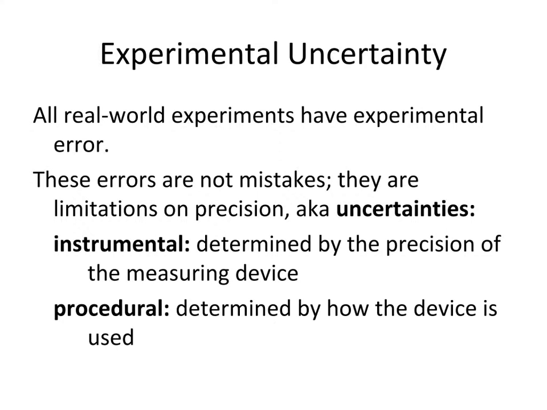We have what are called instrumental uncertainties, which are determined by the measuring device that we use. And we have procedural uncertainties determined by how the device is used. So, for example, the smallest units on a meter stick are usually millimeters. So that means that there's a limit on the precision of that device. That would be considered the instrumental uncertainty.